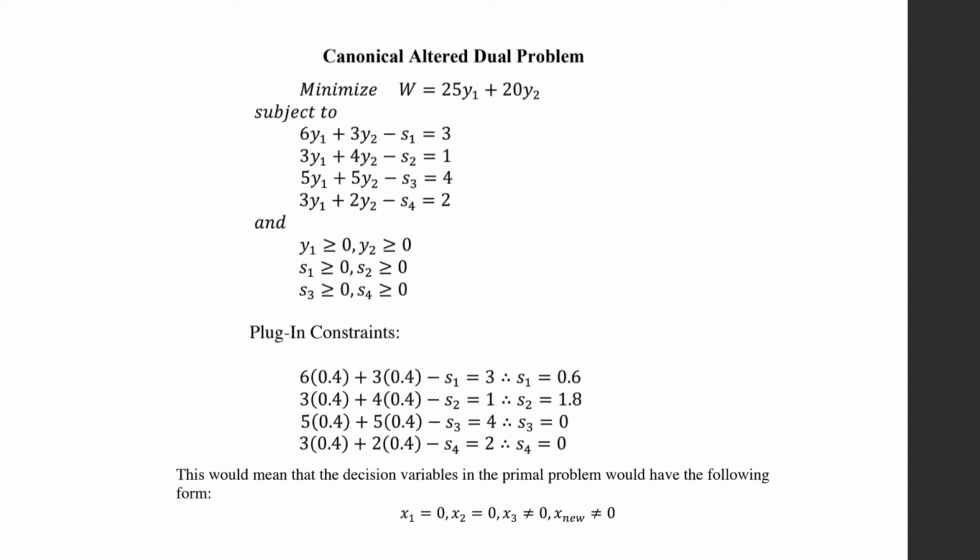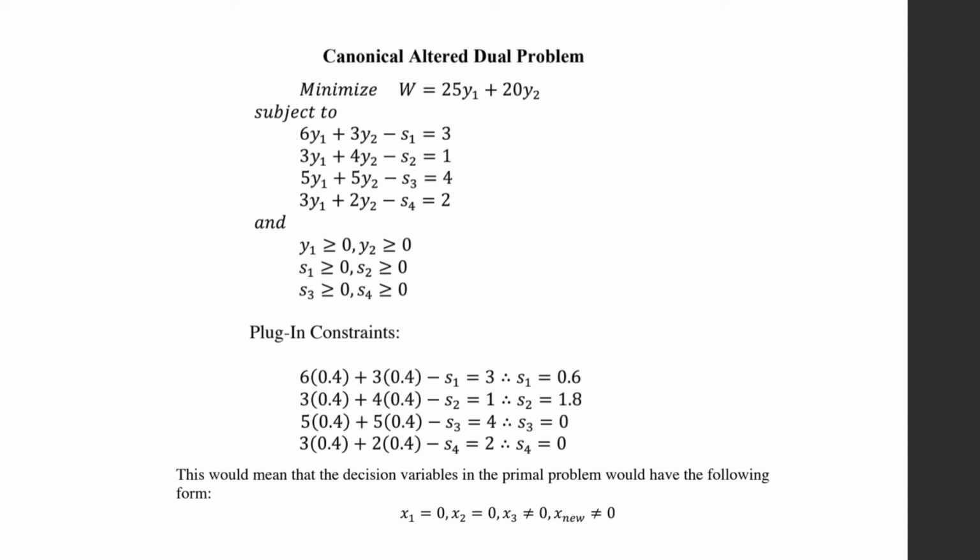Moving on from this, we were asked to confirm our answer and determine what x3 and x new would be in the primal of this problem using the complementary slackness value. And in order to do this, we had to convert the dual problem into its canonical form, which means that we had to include surplus variables s1 through s4. And from this, we found that s1 and s2 were both non-zero values, while s3 and s4 are 0 values.